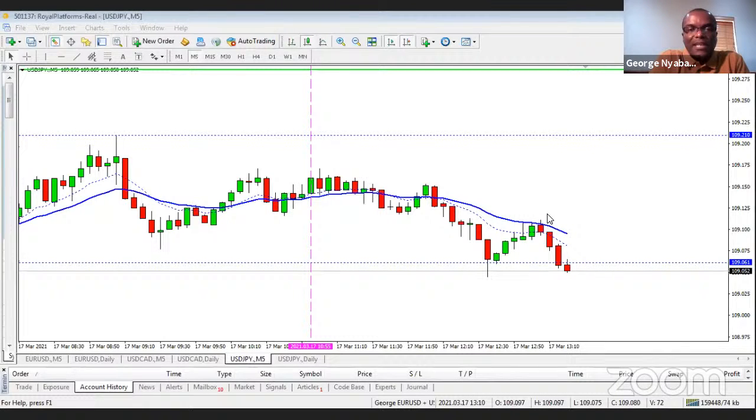When you look at the daily candles, that's where we try to get our bias on the pair. So let's have a look at the daily.